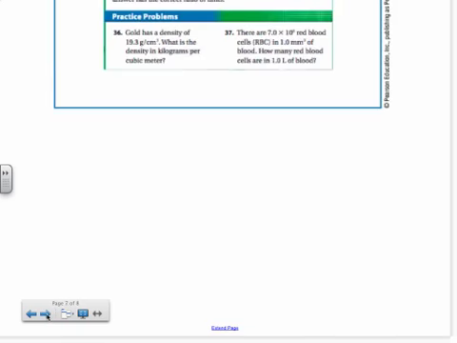All right, last page. Gold has a density of 19.3 grams per cubic centimeter. What is the density in kilograms per cubic meter? These are always a little bit tougher. Make sure you're aware about going from cubic meters to cubic centimeters. That's the tricky thing. When you go cubed, it's always a mess.